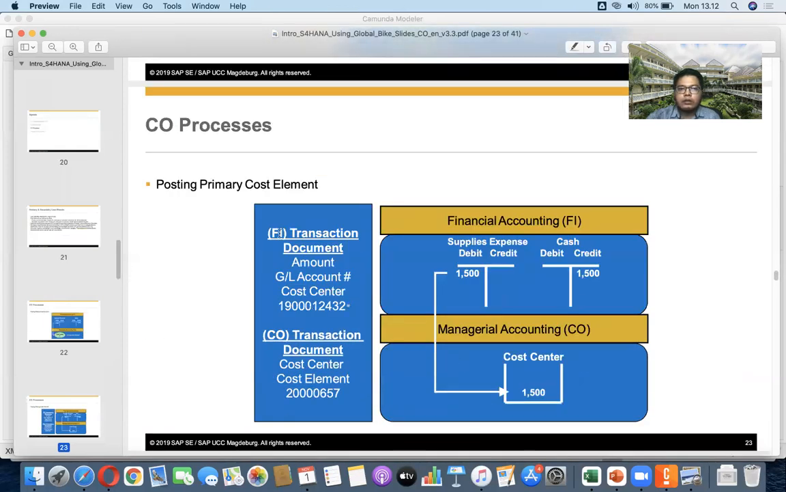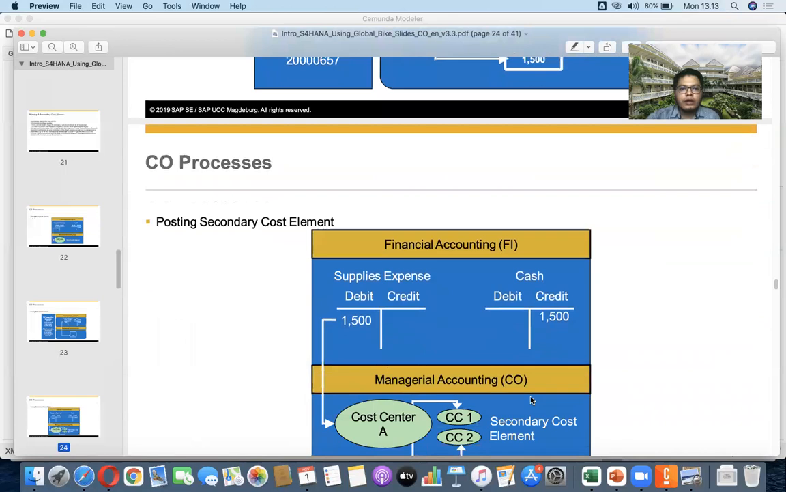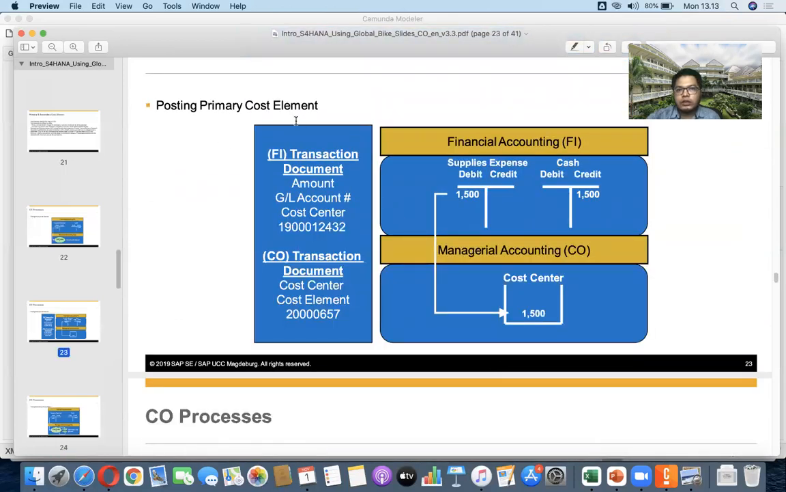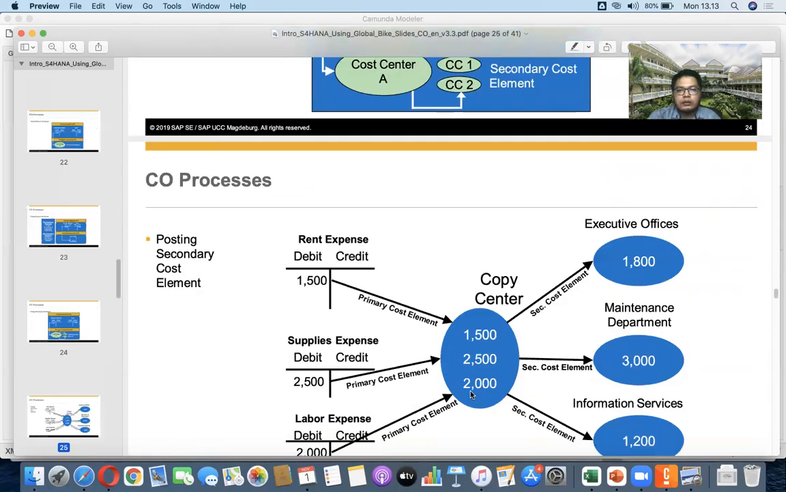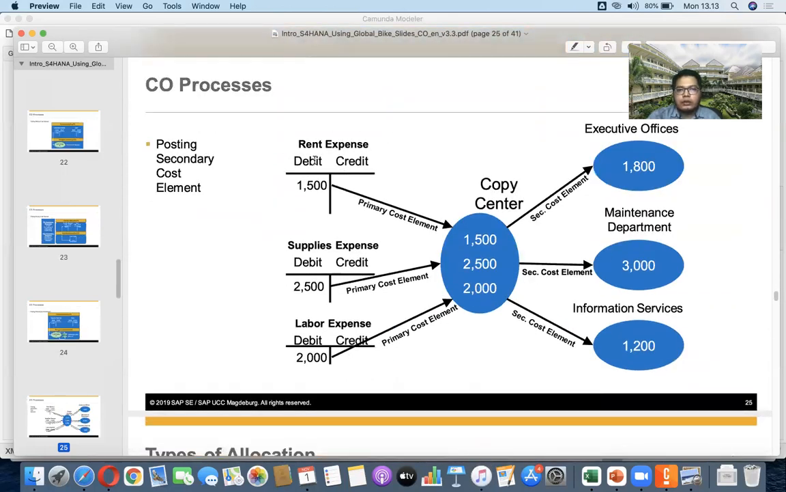And then this is the cost center, the total one for the whole company. And this is for posting primary cost element. Later, when we post secondary cost element, we break down this one big cost center A into smaller ones. So this is for the whole company, and this is for different departments. As you can see, we break down the rent, total supply expense, total labor expense. We combine them, and then we distribute them for different offices.